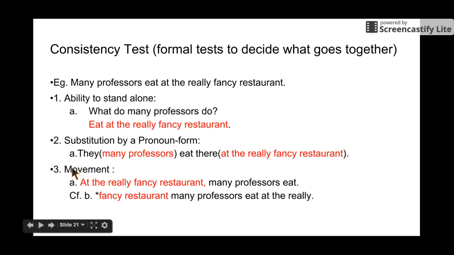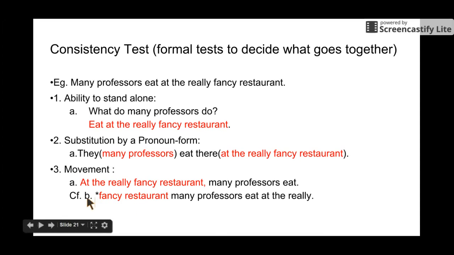And another test that we can use is to move elements. If something can be moved together, then it means that they are a constituent. So we can move the whole PP to the front of the sentence, right? At a really fancy restaurant, many professors eat, right?